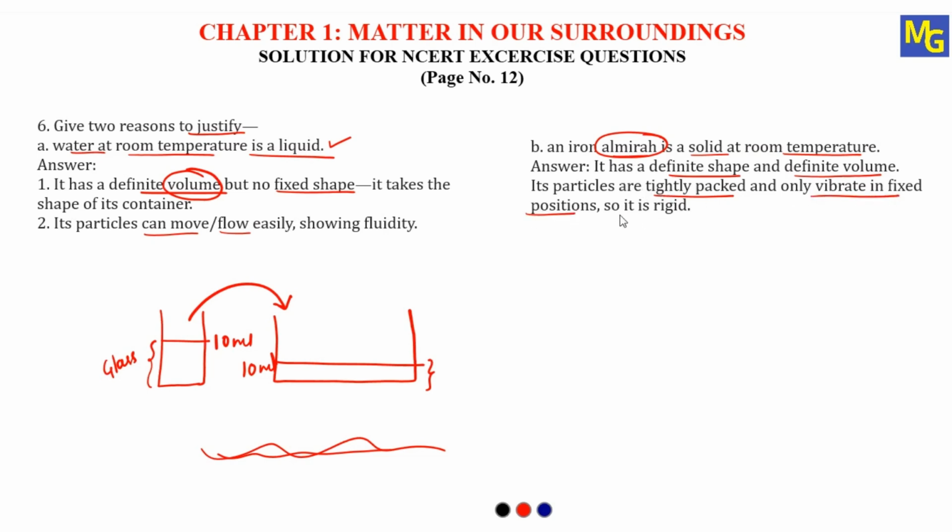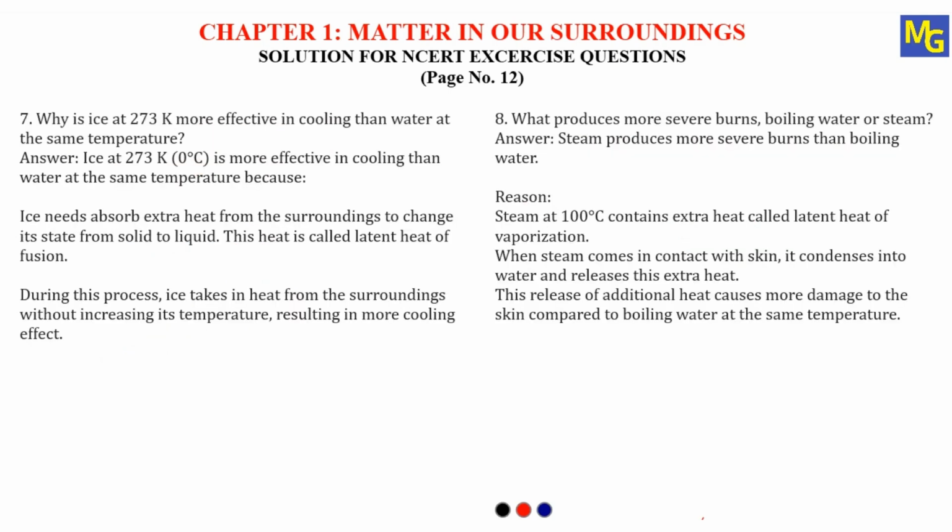So it is rigid. Rigid is the property of a solid. Definite shape and definite volume are the properties of a solid, and therefore an iron almirah is a solid at room temperature. So this is the answer for question number 6. Now the next question, question number 7. Why is ice at 273 Kelvin more effective in cooling than water at the same temperature?